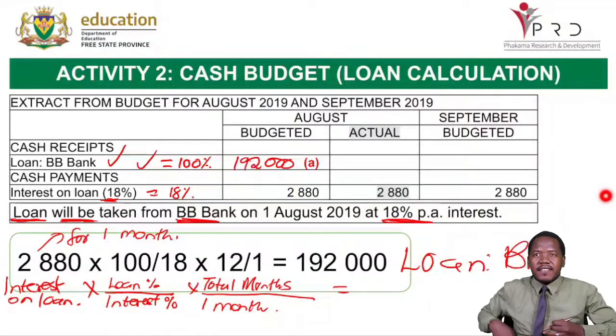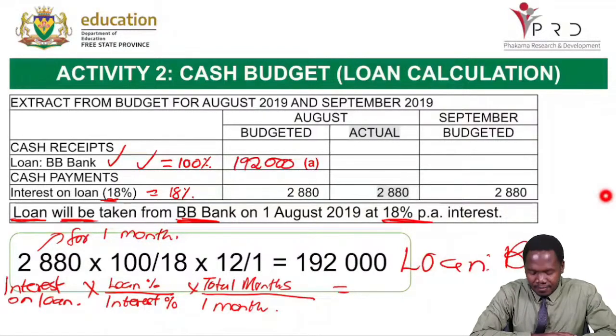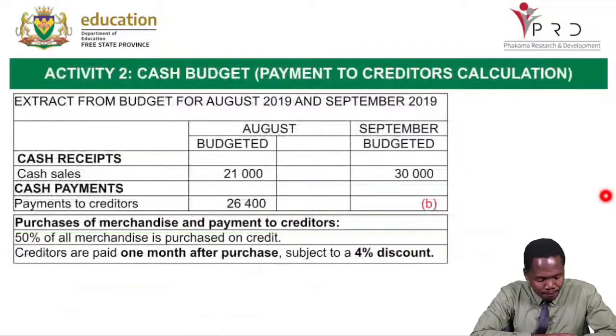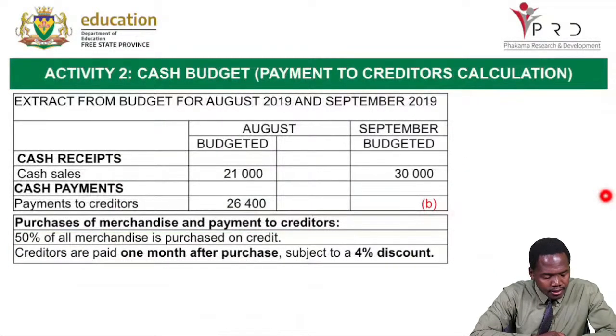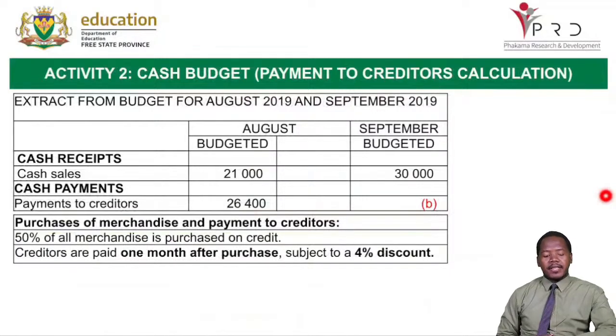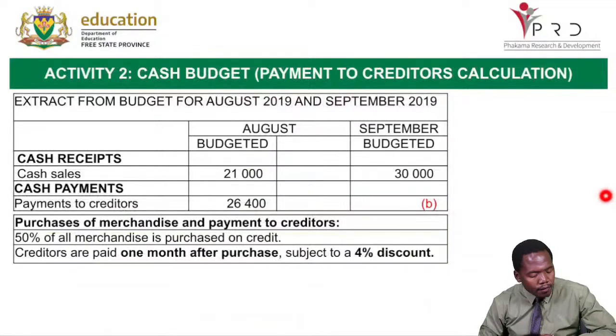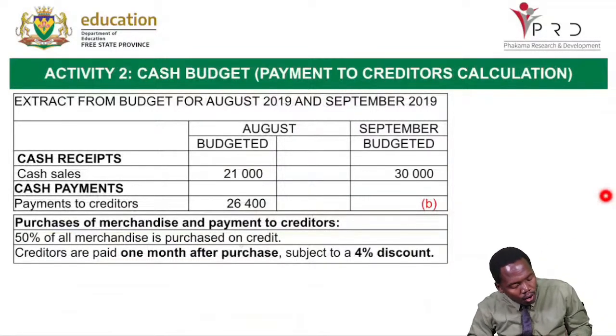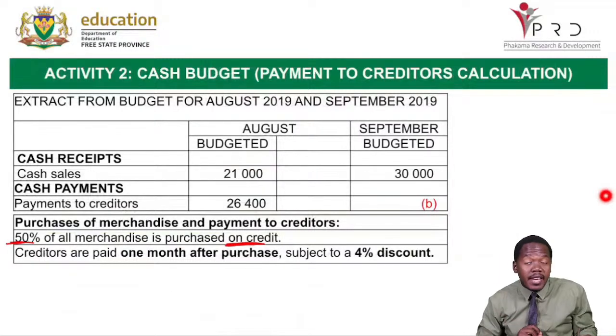I hope grade 12 you are fine. Let us move on to the second one. We are now doing B. It says purchases of merchandise and payments to creditors. 50% of all merchandise is on credit, only 50%. How do we pay our creditors?